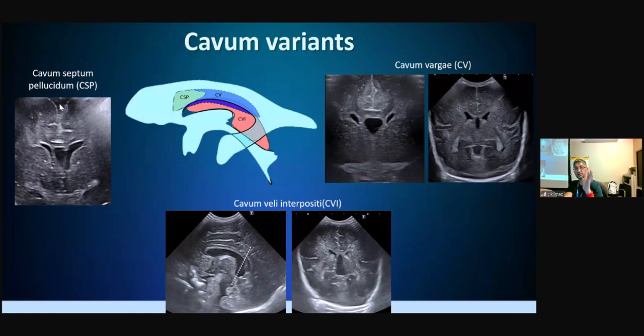So there are other cavums too. We have the cavum septum pellucidum, which is anteriorly located. Cavum vergae is posteriorly located. And we have cavum veli interpositi, which is posterior and inferiorly located here. They are all normal variants. And here is the posteriorly located vergae. And here is the typical appearance of the cavum veli interpositi.